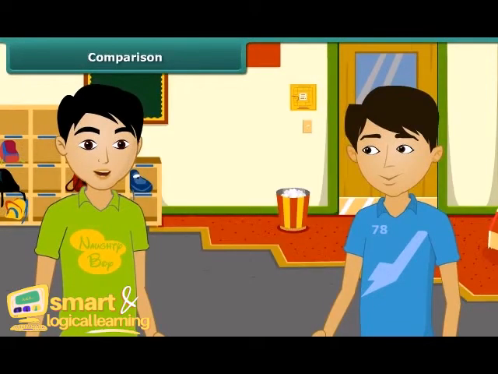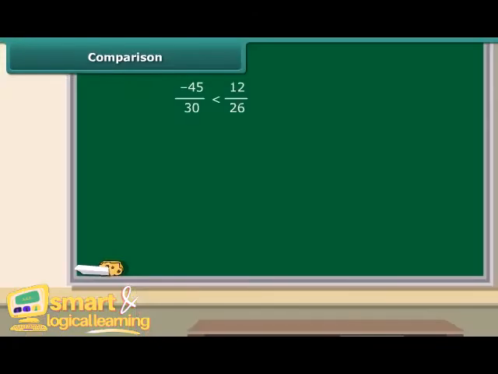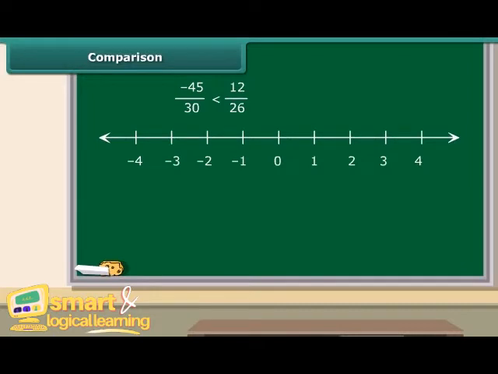If we are given two rational numbers, can you compare them? No? I will tell you how to compare rational numbers. We know that a negative number is always smaller than a positive number. We can also compare rational numbers using a number line. The more to the right a number is, the greater it is.